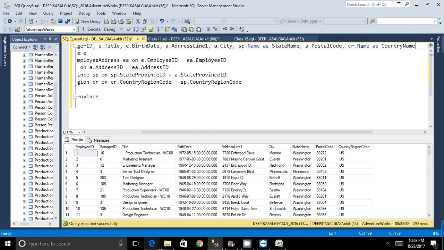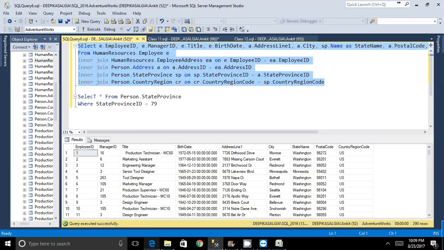If you just put the name, it would be confusing because the name is in two tables. It's in the state province as well, and it's in the CR. So if you just put the name, the SQL will be confused. Do I get the name from the state column or from the country region column? That's why you have to explicitly define the alias. All right, let's run the query.